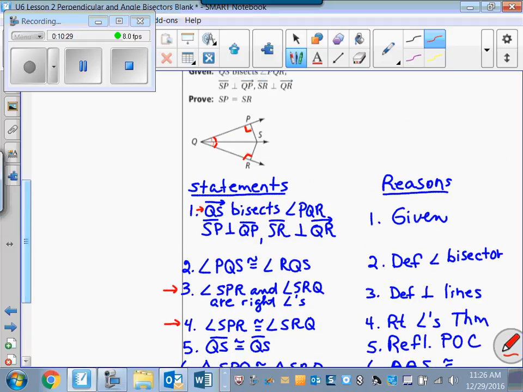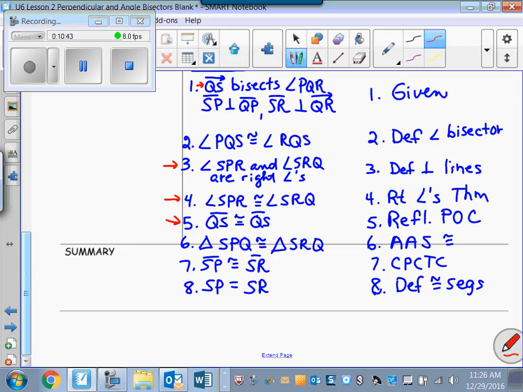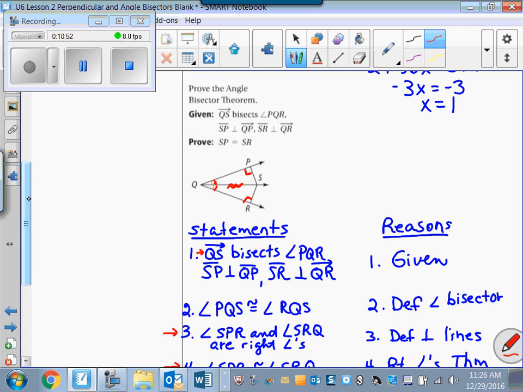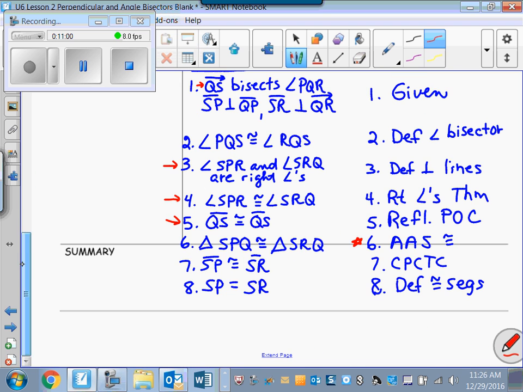So now I've got it. I've got two angles, and all I need is a side, so I can say that QS is congruent to itself, which I did in step 5. And now I can say the two triangles are congruent, SPQ and SRQ, by angle side angle. All right, so I've got my two triangles. Now what I want to do is say that this side is congruent to this side because they're corresponding parts of congruent triangles, CPCTC. And then finally, I can say that the two lengths are equal because of the definition of congruent segments.